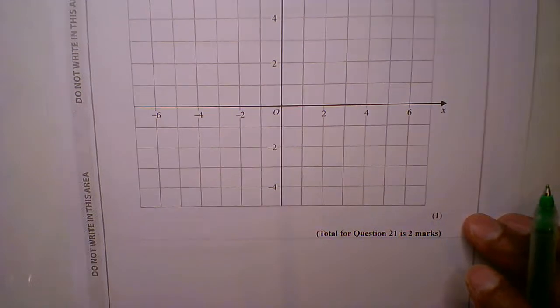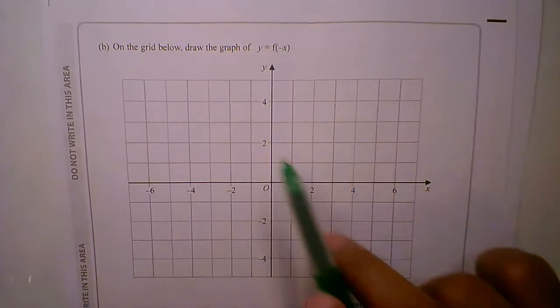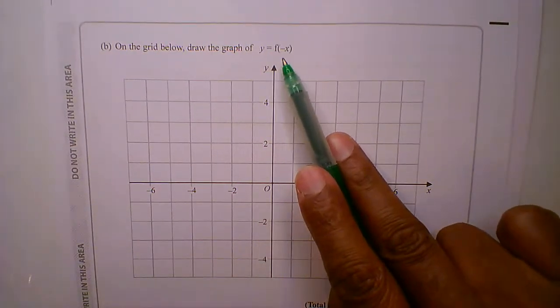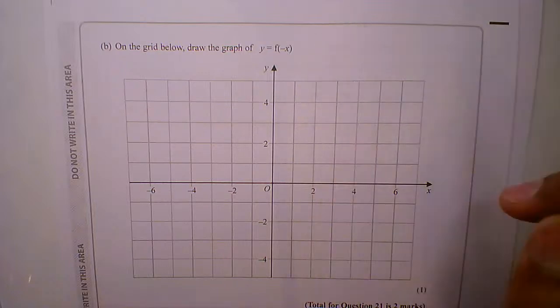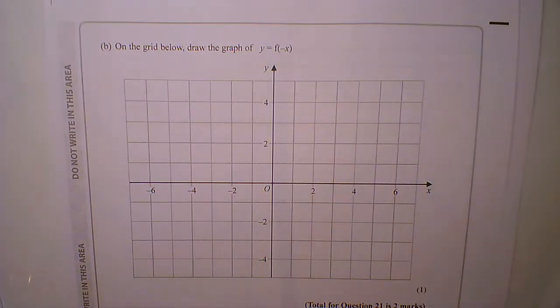Right, part B. On the grid, draw the graph of y equals minus f of x. So that's not too bad. Again, I'll give you a few seconds to do that. Off you go.